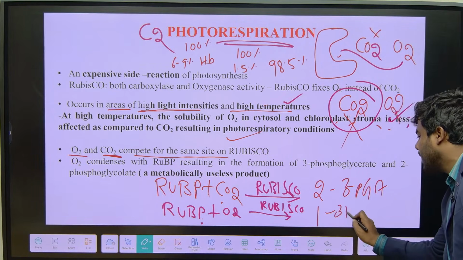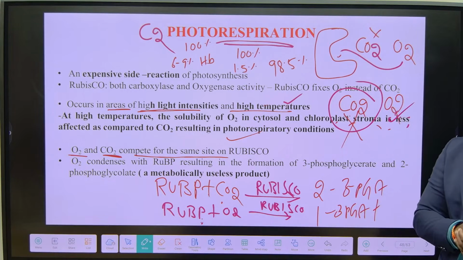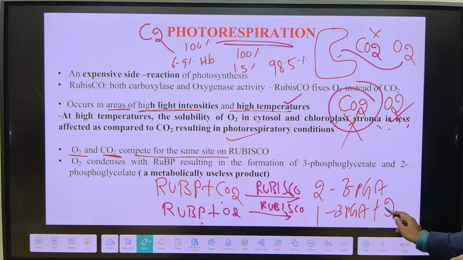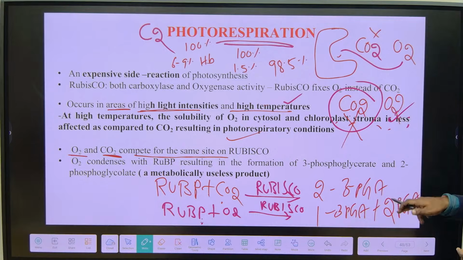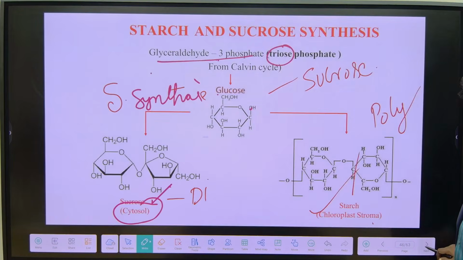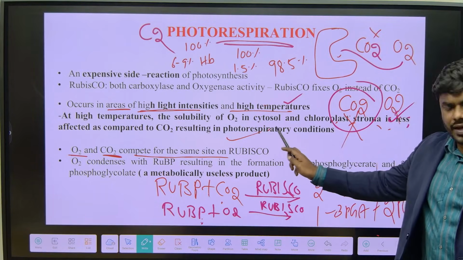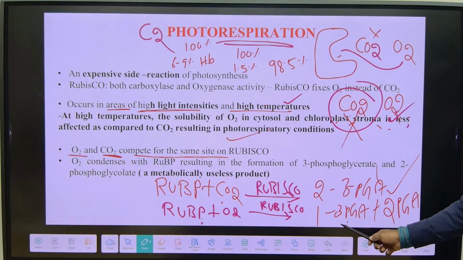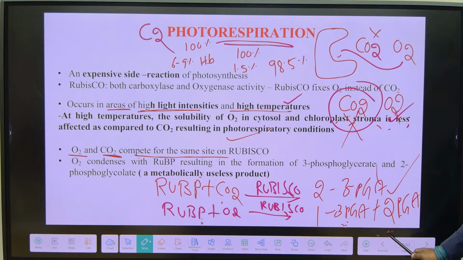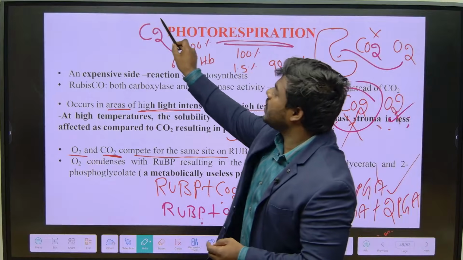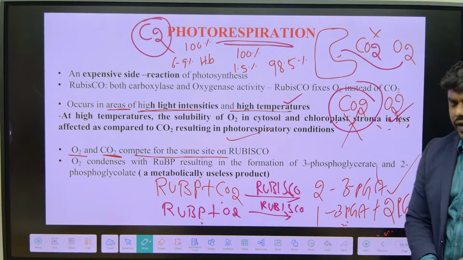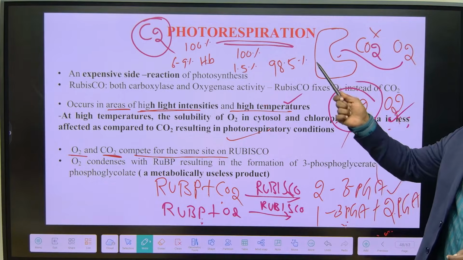1 molecule of 3PGA. How many carbons are left out? 2 carbons are left out. That molecule is called 2PGA, 2-phosphoglycolate. Is it necessary to produce this 2-phosphoglycolate? It is not at all necessary. Our ultimate goal is to produce 2 molecules of 3PGA. But because of the activity of Rubisco at high temperature, we produced only 1 molecule of 3PGA and 1 molecule of 2PGA. 2PGA is how many carbons? 2 carbon. That's why photorespiration is also called the C2 cycle, since the end product is a 2 carbon containing compound.